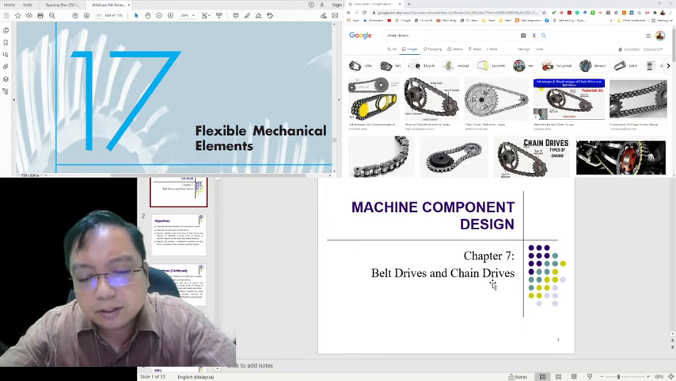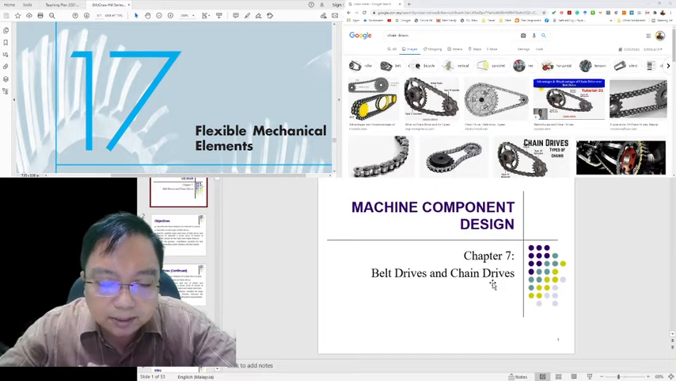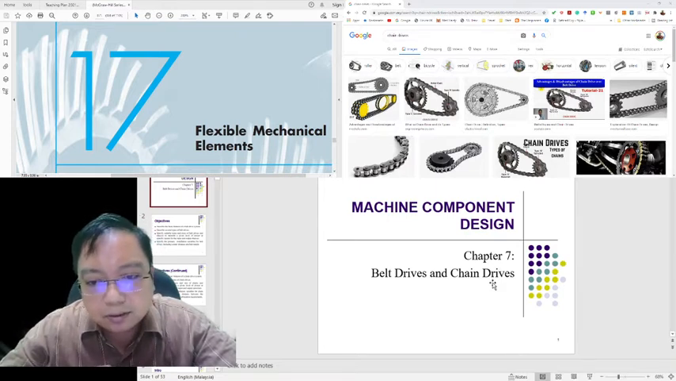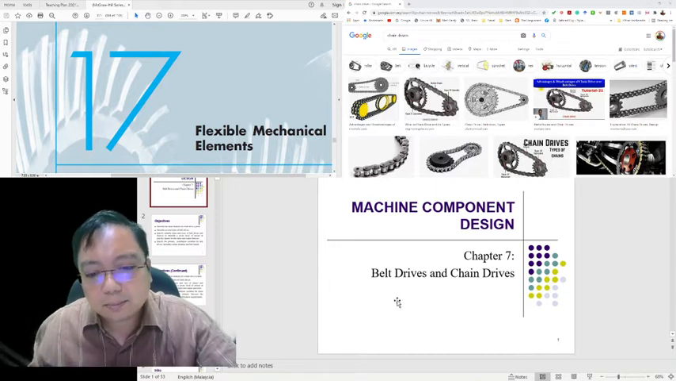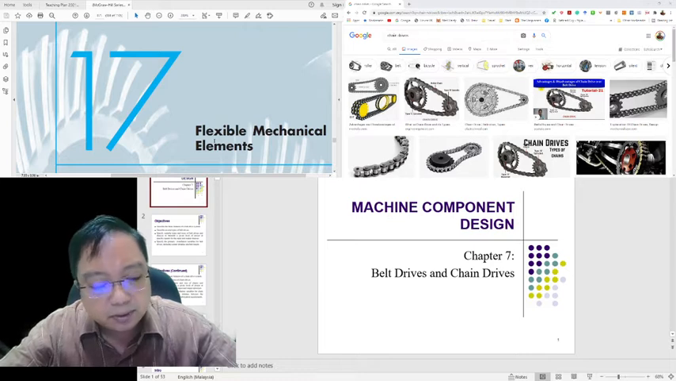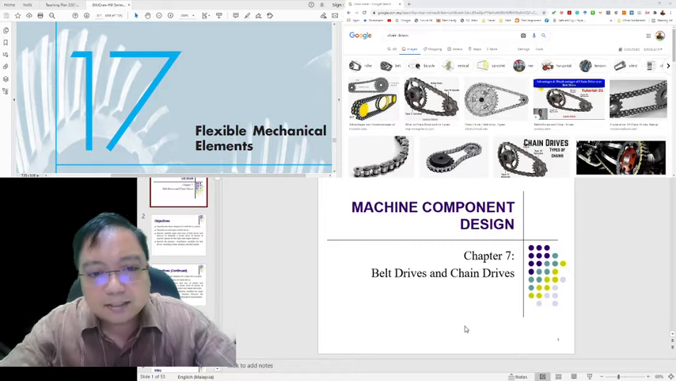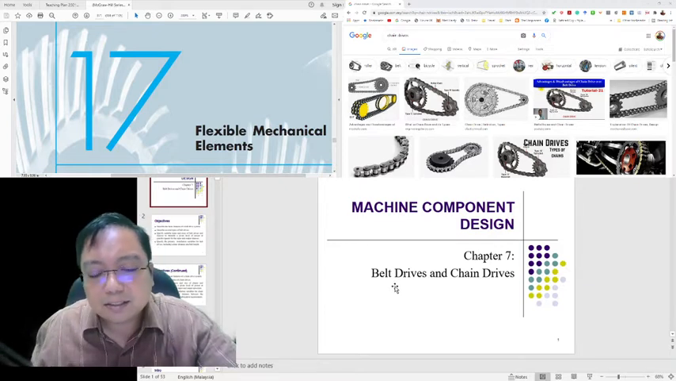In this video, I'm going to talk about the new topic in machine component design, which is chapter 7 from the textbook from Mods, and chapter 17. It's all the same chapter, chapter 17 from Shigley's Mechanical Engineering Design textbook. So in today's topic we are going to talk about belt drive and chain drive.